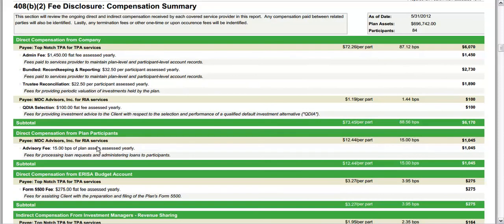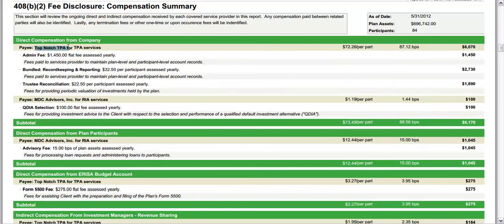If we look at the second section, it describes the compensation received by each of the parties, and it is grouped basically by who is paying the fee. So in this first example here, we have direct compensation from the company assets. And we see that there are two parties listed in here.